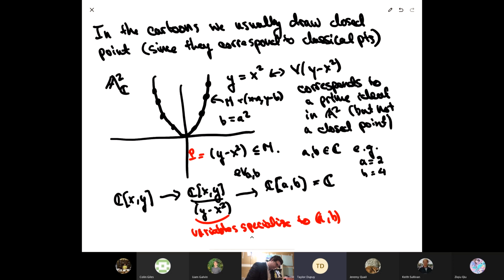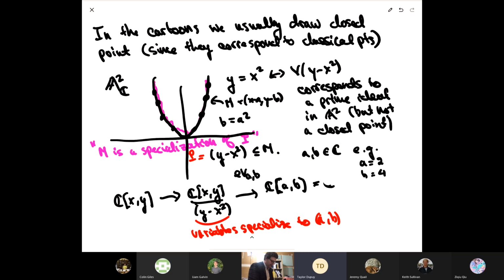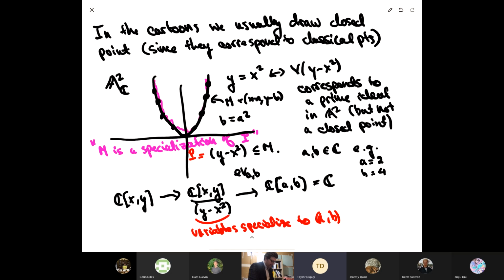So we say that M is a specialization of P, right? The idea is that this is some sort of generic point here, like a formal point, and then we can take a particular closed point and specialize to that closed point. Does that make sense? Yes.